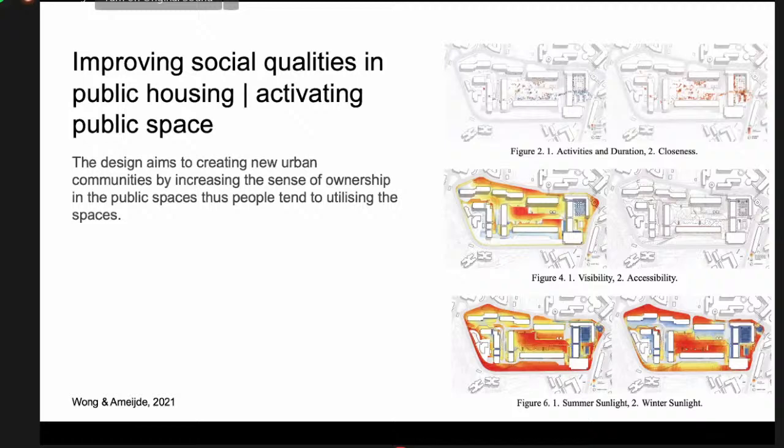This next example is about improving the social qualities in public housing, with the intention of dividing the public space. So the design aims of this area, new urban communities, are to increase the sense of ownership in the public space, so those people tend to utilize the space.